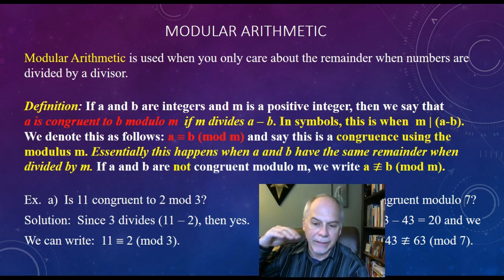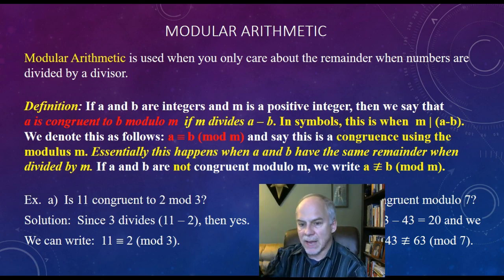6 and 11, each of them divided by 5. Okay, now 6 and 11.